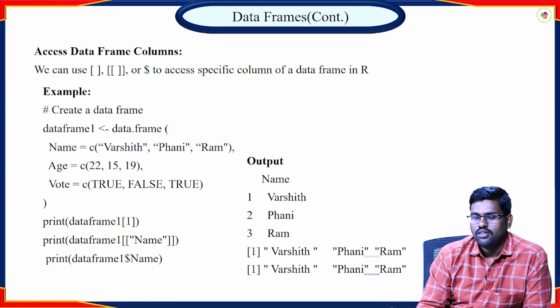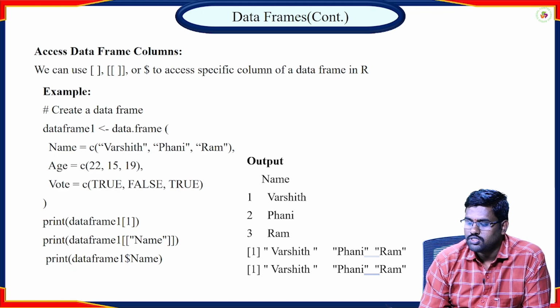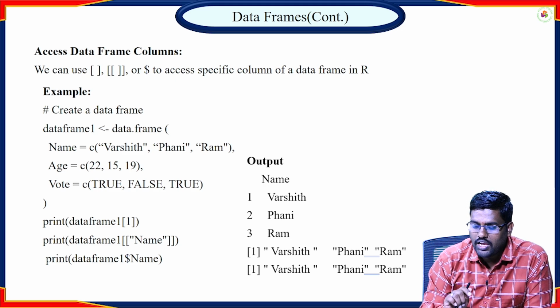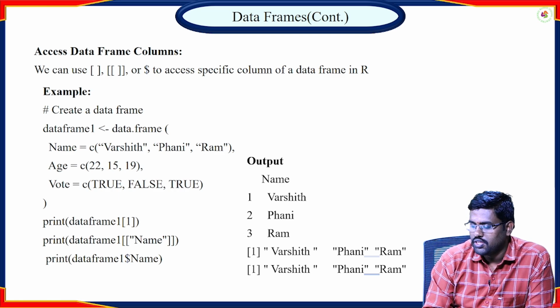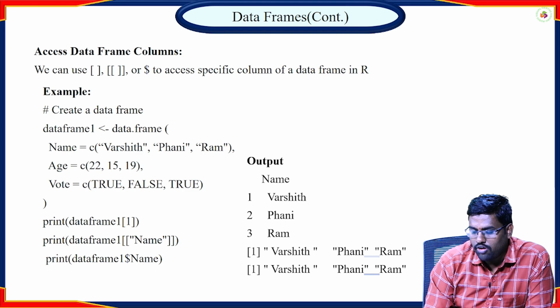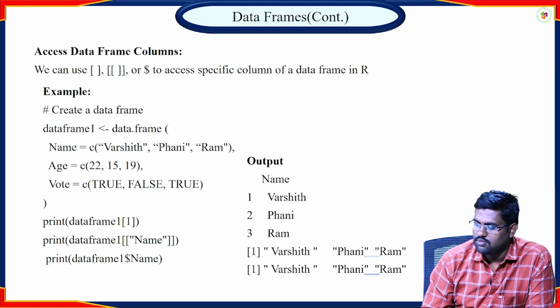Now, accessing the data frame columns. For example, if I want to retrieve a particular column value, that means we have the attributes name, age and vote. For example, if I want to retrieve only the names, for that what we have to call is data frame 1, that means our variable name, of index number. So the first index number values will be printed, Varshit, Fani, Rao. The same one, data frame 1 of names. That means only names will be printed.